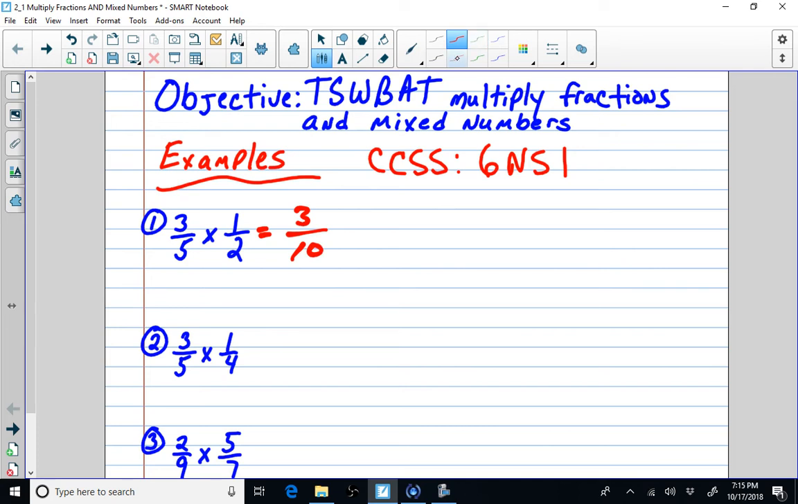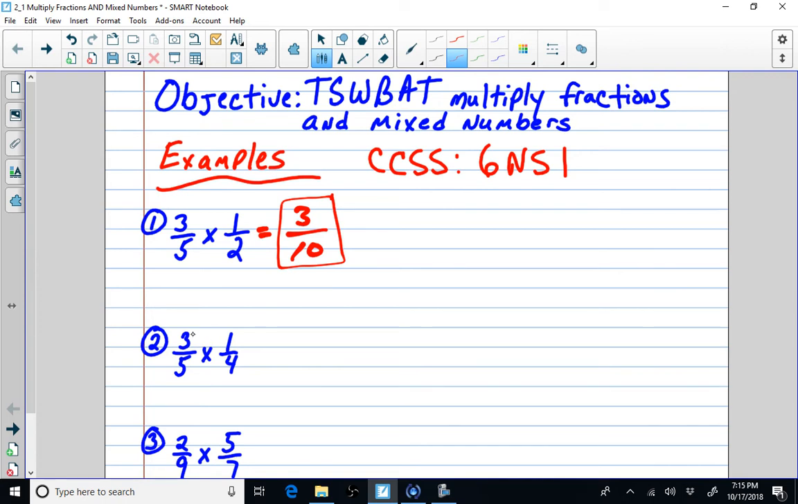And I ask myself, what is the greatest common factor of the numerator and the denominator? The greatest common factor of 3 and 10 is 1, so I know this fraction is in simplest form. Anytime we multiply fractions, or divide fractions, or add or subtract them for that matter, we always want to write our answers in simplest form, which means the greatest common factor of the numerator and the denominator has to be a 1.